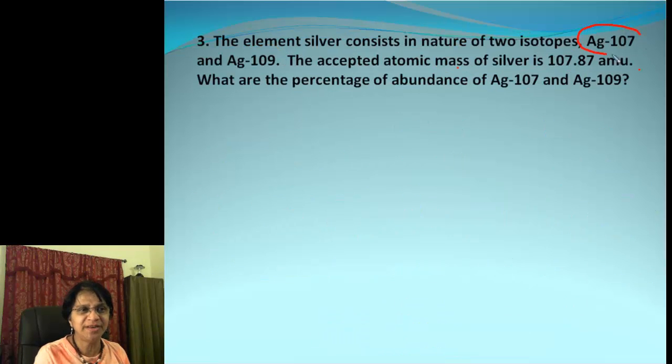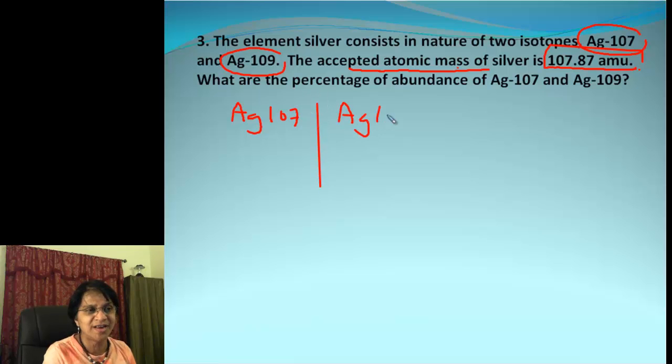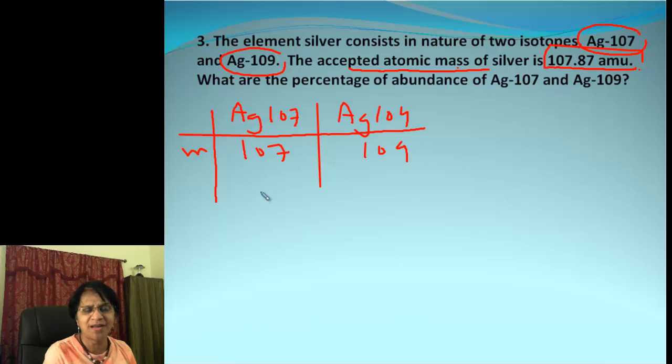Let's work on one more problem. And here we have been given silver isotopes Ag107 and 109. It also gives you the accepted atomic mass of silver as 107.87 AMU. This is what will be listed in the periodic table. And our job is to find out the percent abundance for each of the isotopes. Let's list all that information in this table. So we have silver 107 and silver 109, with the mass 107 and 109.